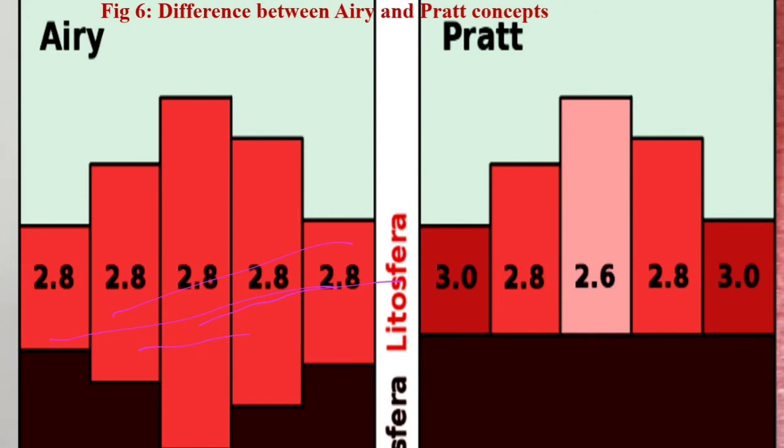While making a comparative analysis of the views of Airy and Pratt on isostasy, Bowie has observed that the fundamental difference between Airy's and Pratt's views is that the former postulated a uniform density with varying thickness and the latter a uniform depth with varying density. The figure on the screen explains the fundamental difference between the concepts of Airy and Pratt on isostasy.